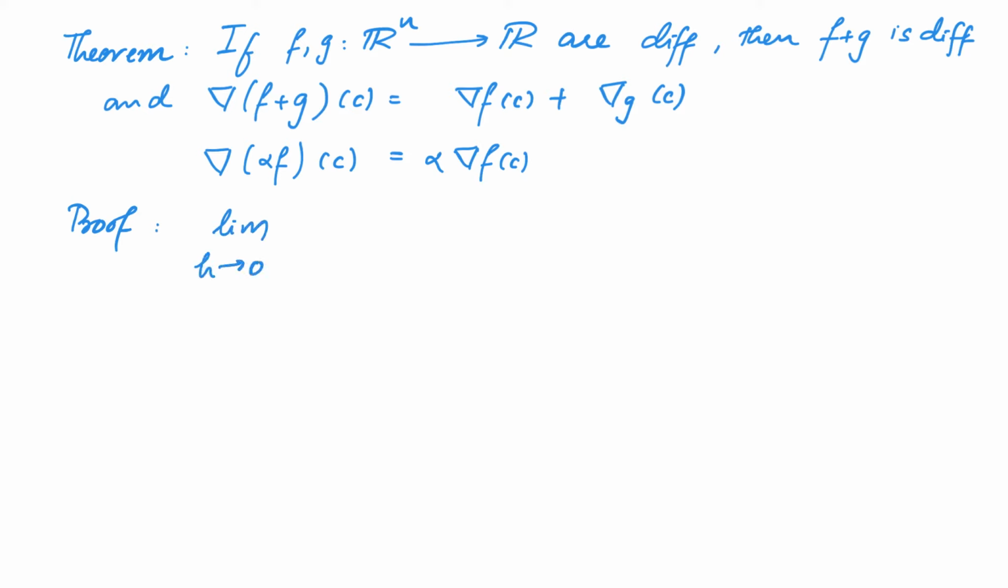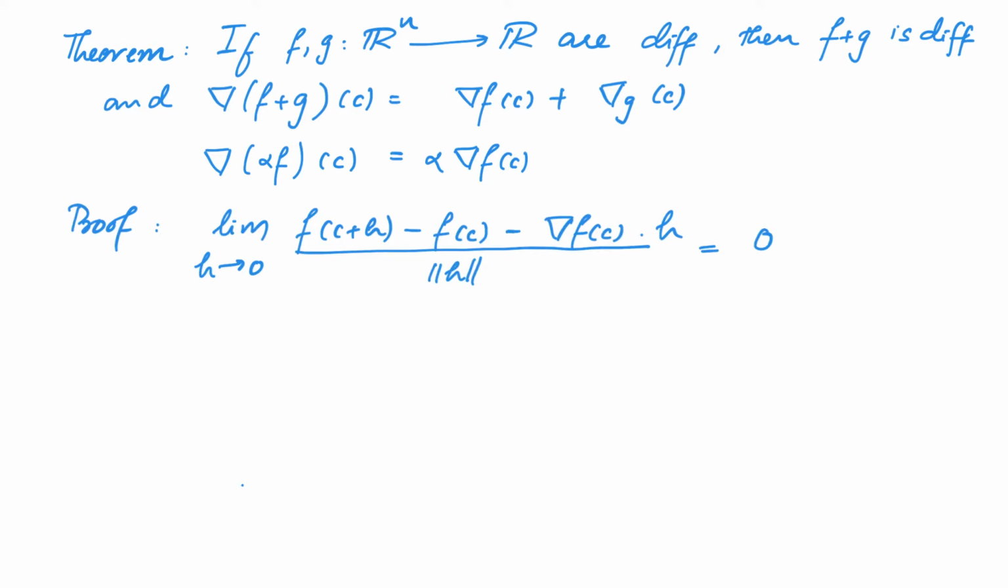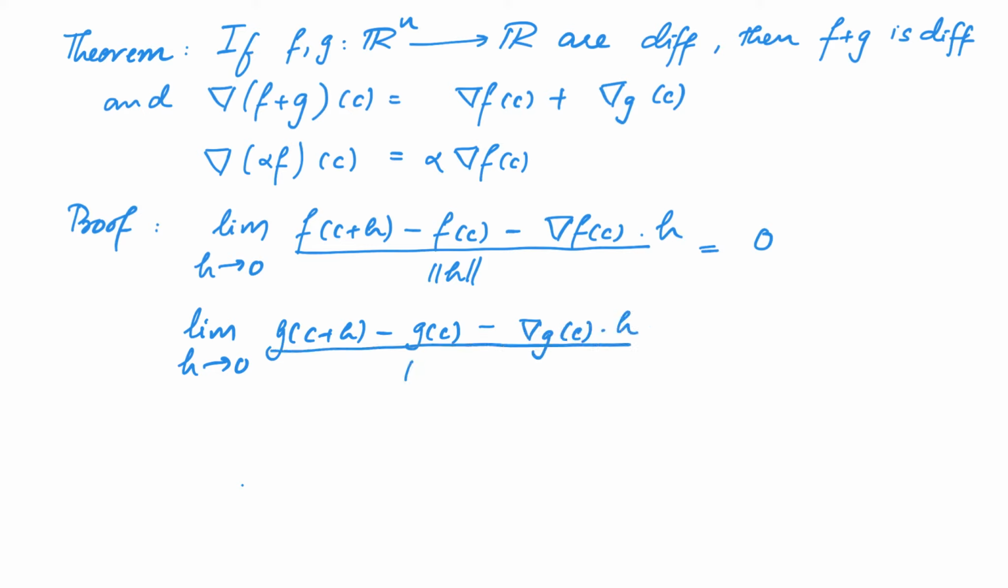Notice that from the differentiability of f at c, we can conclude that the limit as h tends to 0 of (f(c+h) - f(c) - grad f(c)·h)/‖h‖ is equal to 0. Similarly, from the differentiability of the function g at the point c, we can conclude that the limit as h tends to 0 of (g(c+h) - g(c) - grad g(c)·h)/‖h‖ is equal to 0. Now we have two quantities that converge to 0. Therefore, their sum should also converge to 0 as h tends to 0.